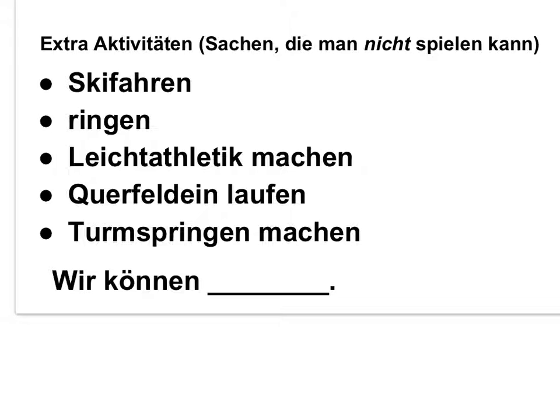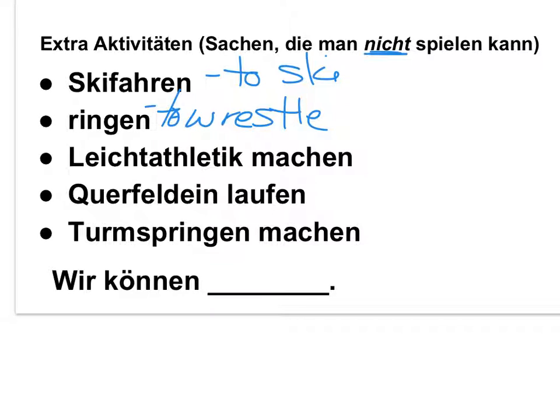Okay. So extra Aktivitäten. Sachen, die man nicht spielen kann. What does that mean? Things that you cannot play. So you don't play these things. Okay? So ski fahren. What do you think that means? Skiing. To ski. What about ringen? Try that. Ringen. Wrestling. If you think about the shape of the place where they do wrestle, it makes sense. So it's in a circle. A ring. Okay.